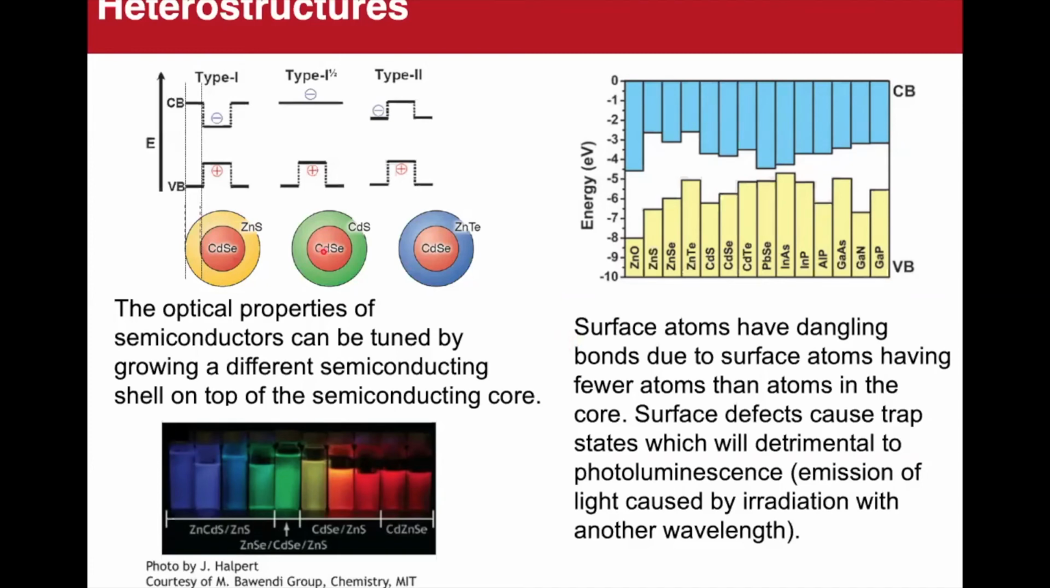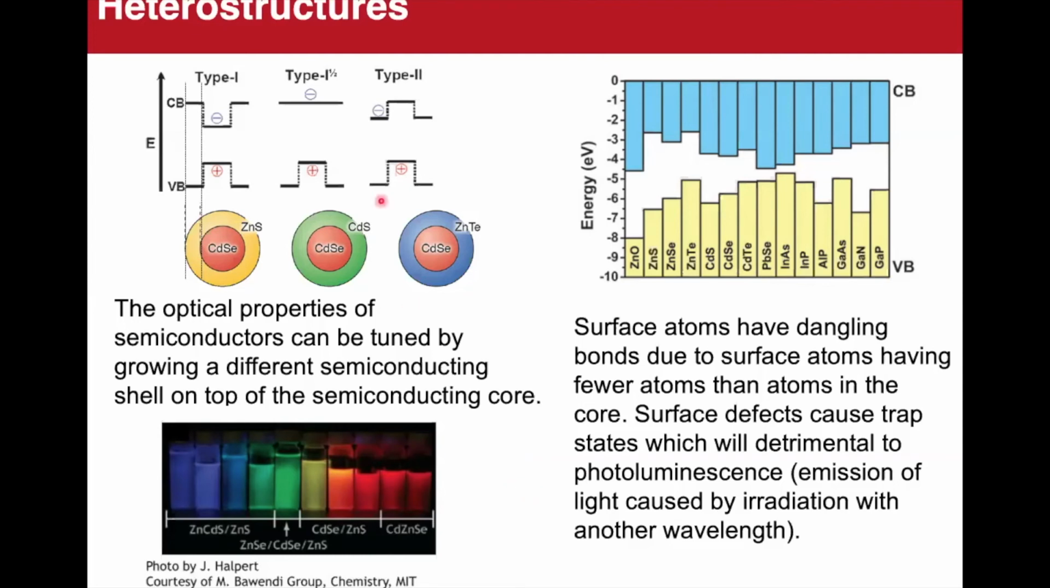The surface atoms of these nanoparticles of cadmium selenide have dangling bonds because they're surface atoms, and they have fewer atomic neighbors than the atoms that are actually in the core of the particles. And these surface defects will cause trap states that are detrimental to photoluminescence, or emission of light caused by irradiation with another wavelength. And you can see here that by growing these more complex heterostructures, we can access all these types of wavelengths that you see here.